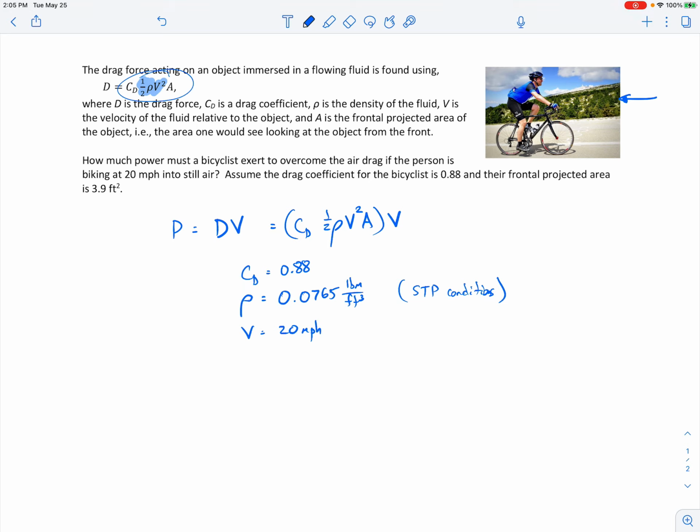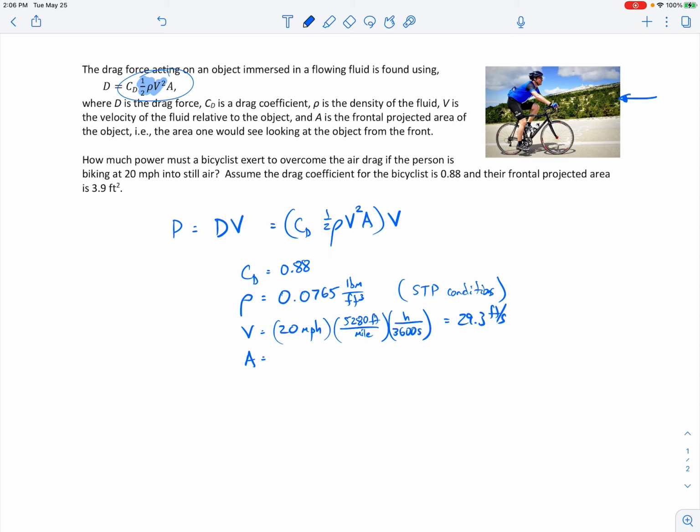Let's convert that over to feet per second, since we're going to be multiplying here with something that's dividing by cubic feet. So let's do that conversion. 1 mile is 5,280 feet per mile. And then 1 hour is 3,600 seconds. So we can do that conversion, and that should come out to be 29.3 feet per second. And then lastly, the area, we're told the projected area is 3.9 square feet. That's given in the problem statement right here.